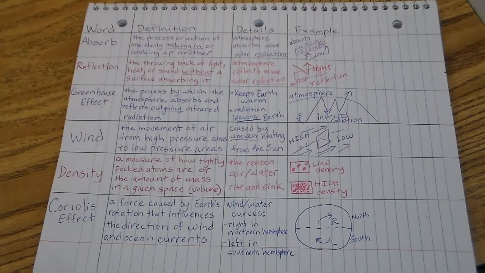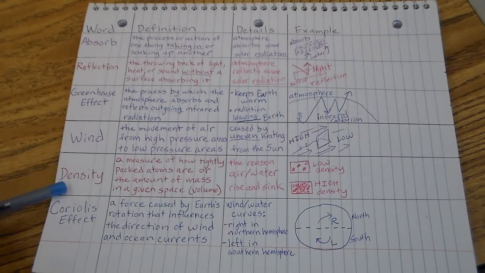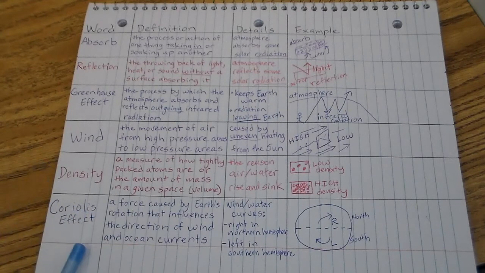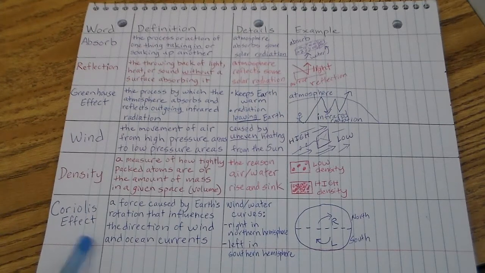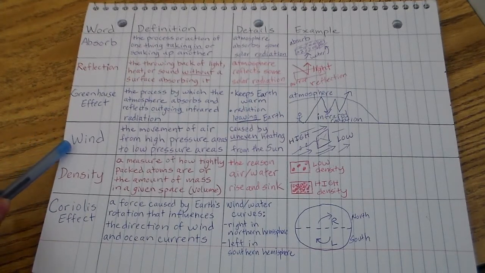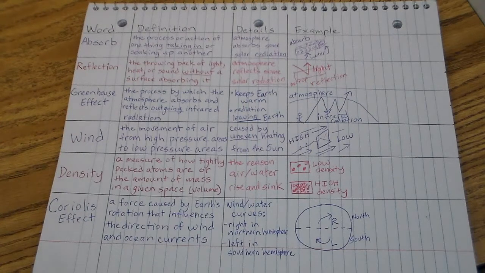So this week we're going to be looking at wind, understanding why it happens because of density, and we're also going to see the Coriolis effect has an effect on wind and is what causes the large wind patterns that we see moving across our planet.